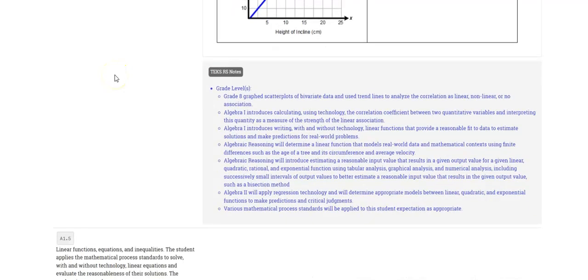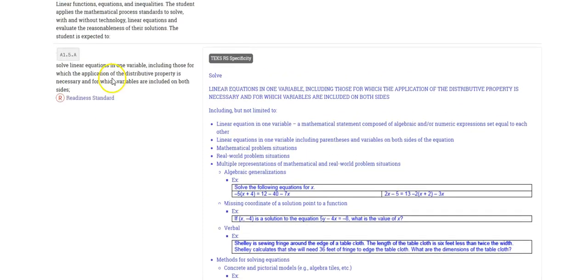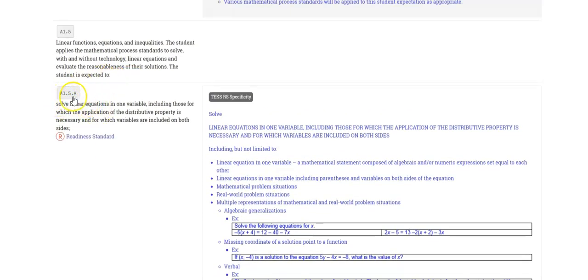I'm going to go down to another example. 8.5a, which is solve linear equations in one variable, including those for which the application of the distributive property is necessary and for which variables are included on both sides. So when we think about solving an equation, you think about, here's my equation right here. Okay, let me solve for x.